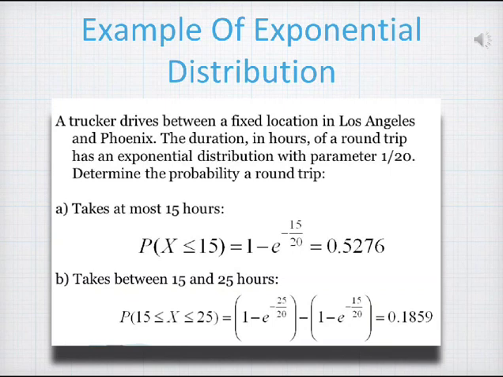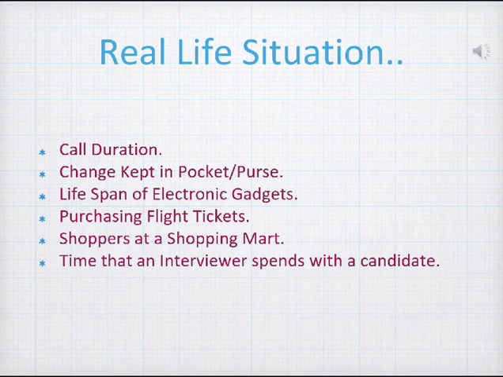is equal to 0.5276. B takes between 15 and 25 hours. Therefore, probability of 15 less than or equal to x less than or equal to 25 is equal to (1 minus e^(-25/20)) minus (1 minus e^(-15/20)), which is equal to 0.1859.